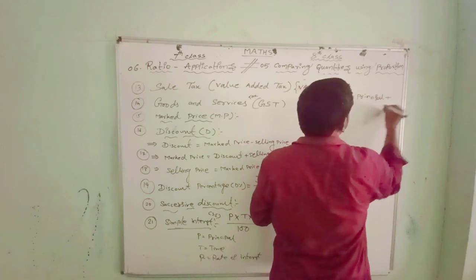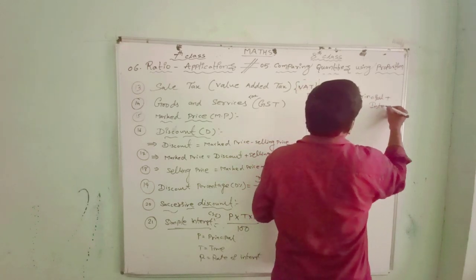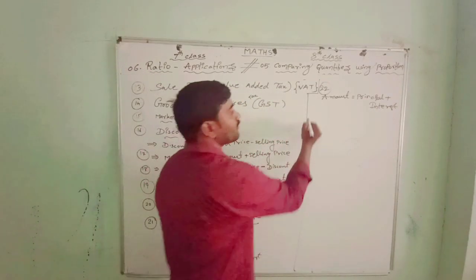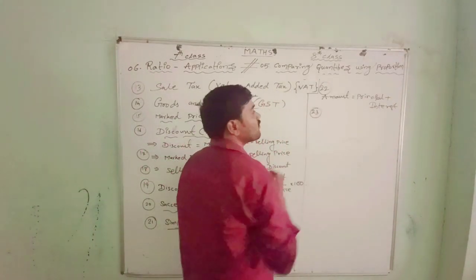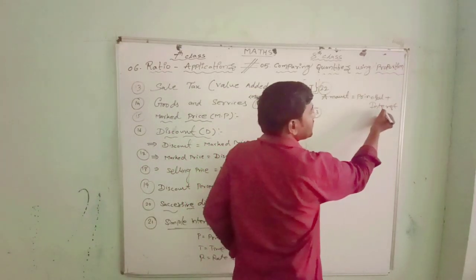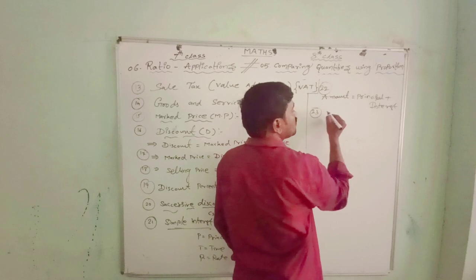Principal amount plus interest. Principal plus interest, that is known as an amount. From this only we can derive one more formula, that's the 23rd formula. Suppose you need interest, then how will you do it? This principal you transfer to this side.